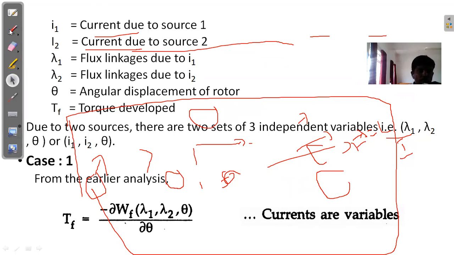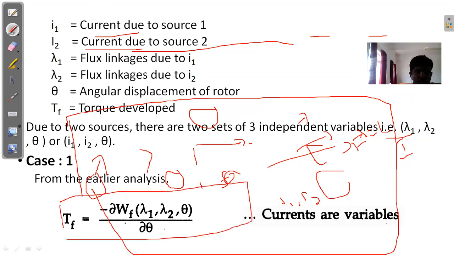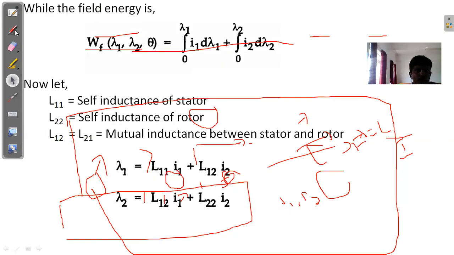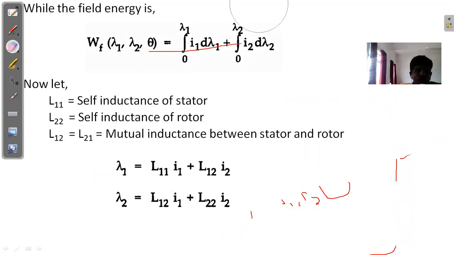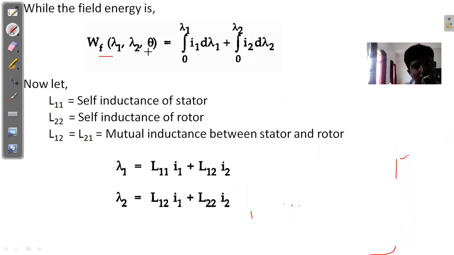So we know the formula for torque. Suppose we consider current as the variable, that means I1, I2, and theta. In terms of field energy, torque equals minus dou W_F divided by dou theta, with lambda 1, lambda 2 and theta held constant. In terms of field energy, there are two independent variables, and we can write the formula W_F equal to the integral from 0 to lambda 1 of I1 d lambda 1 plus I2 d lambda 2.